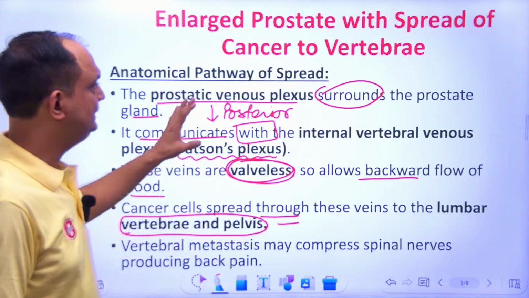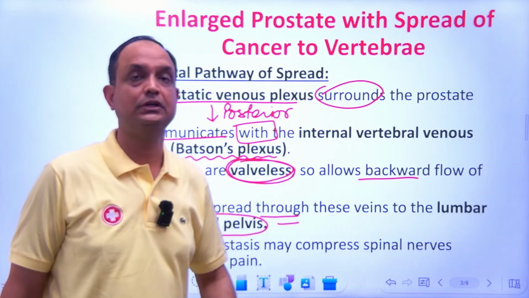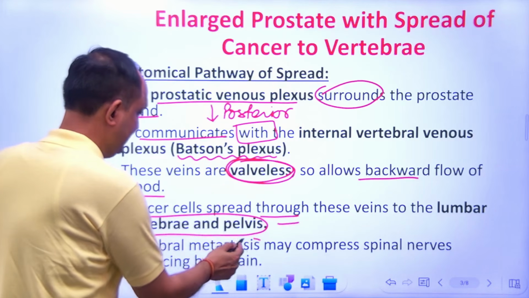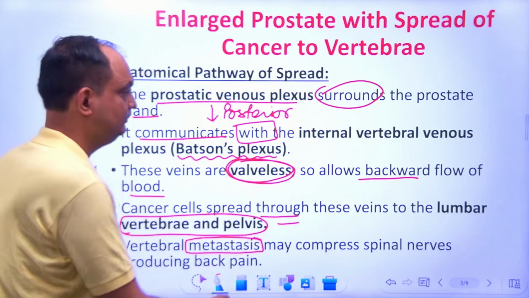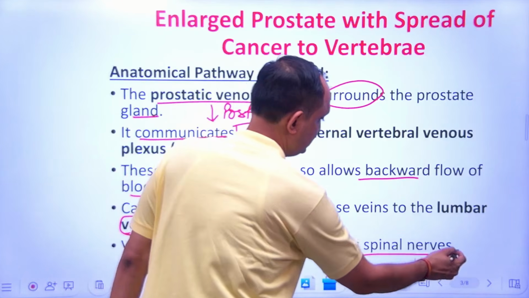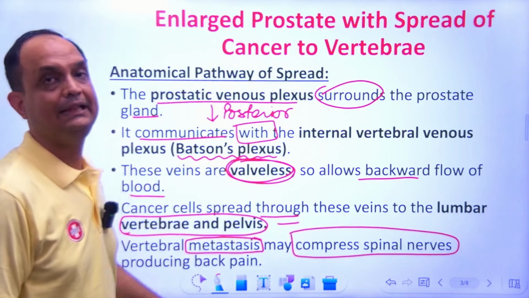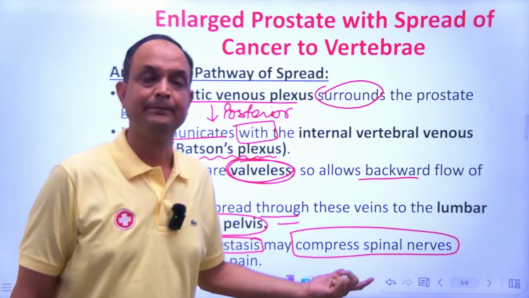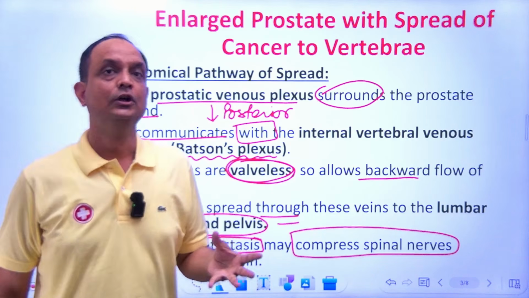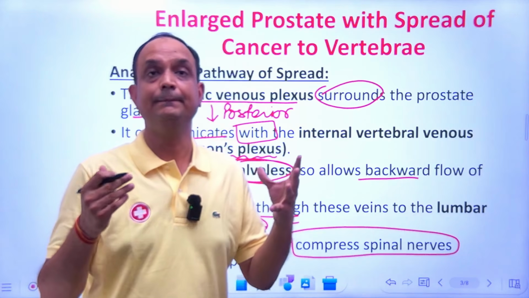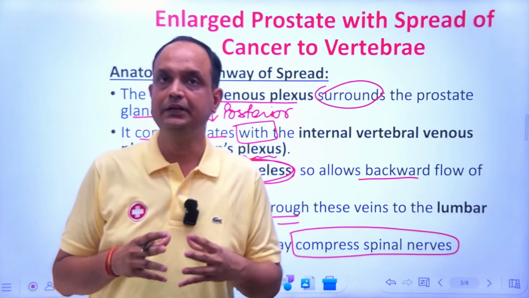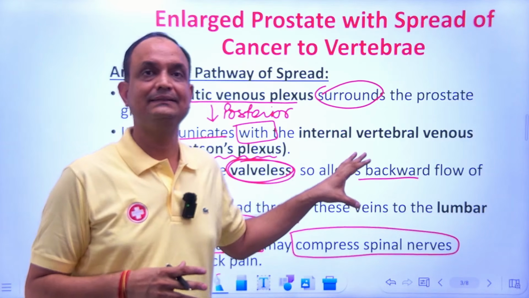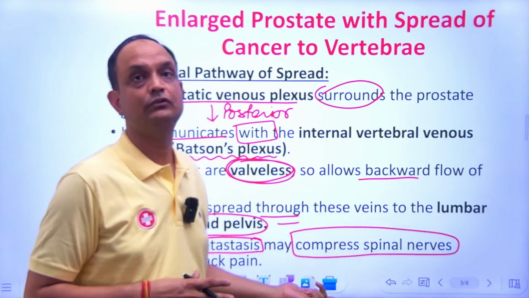Now why does pain occur? There is also a question about back pain. This pain occurs because whenever metastasis occurs in the vertebral column, it may cause compression of the spinal nerves, and that will lead to the back pain in prostatic cancer. Because of the enlargement of the prostate gland, it may compress the urethra, so there is difficulty in urination. Plus this metastasis compresses the spinal nerves, which is the cause of back pain.